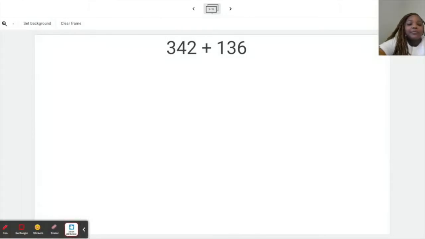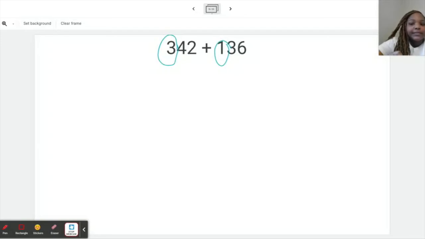To our next problem using strategy 3. We have 342 plus 164. So what's the first thing we should do, everyone? Right, look at our hundreds. So I'm going to go ahead and circle the numbers in my hundred spot, which is a 3 and a 1. So if I have a 3 in my hundred spot, what number will I make it to expand it?